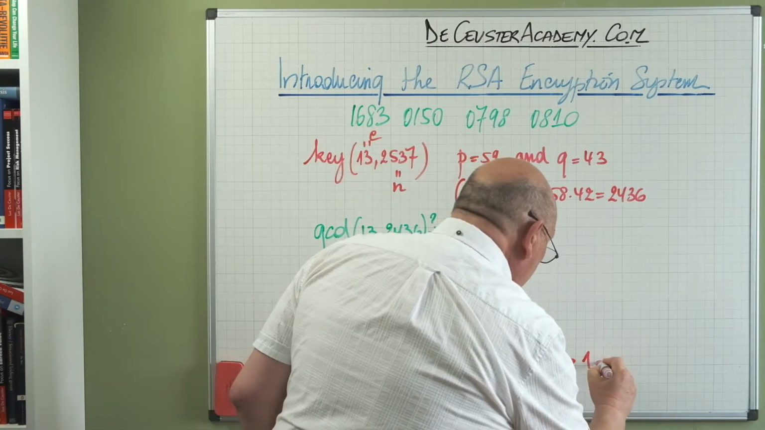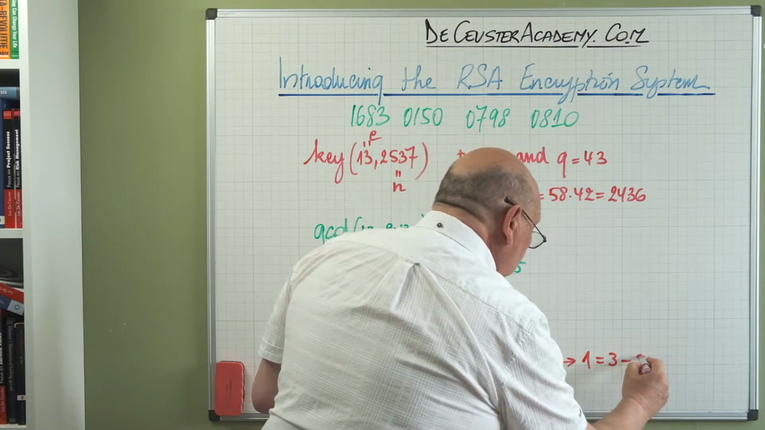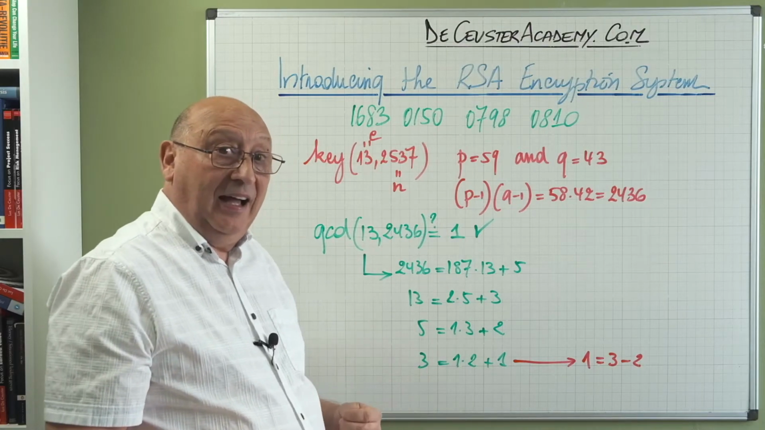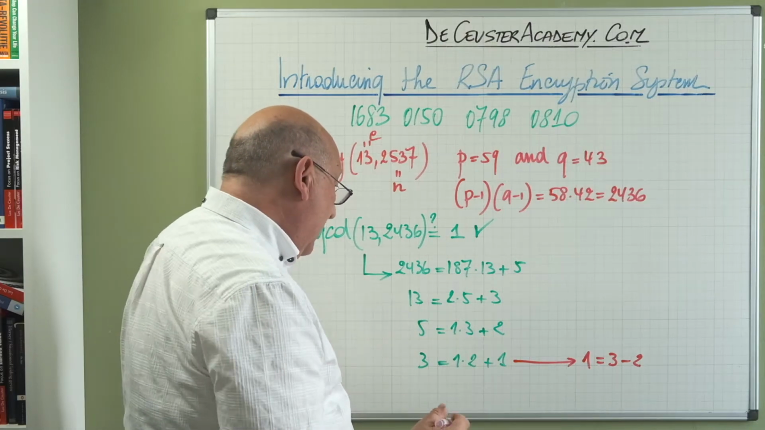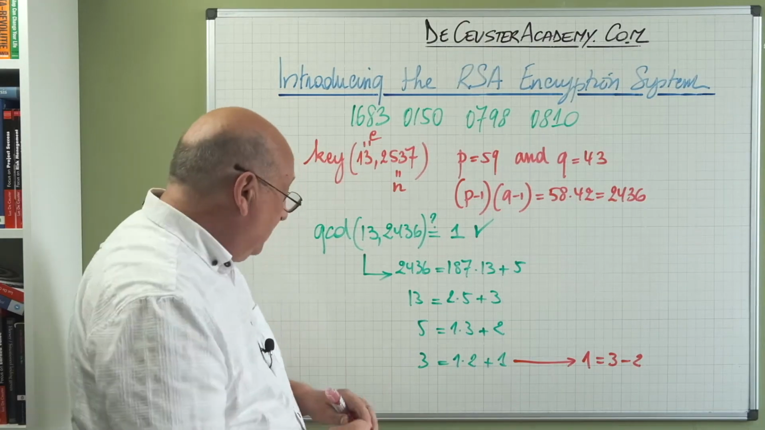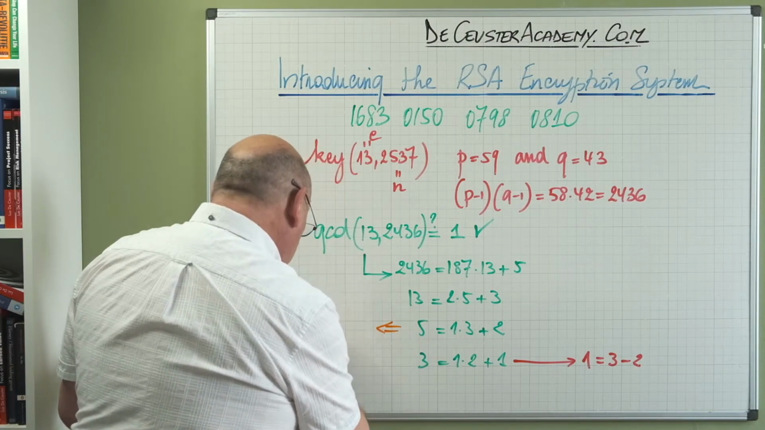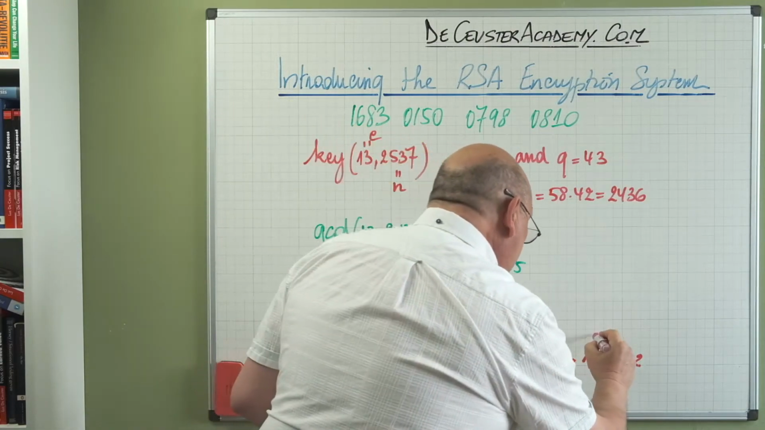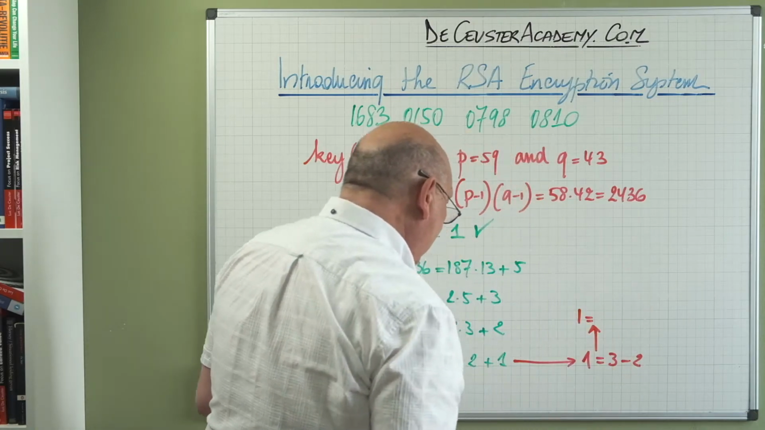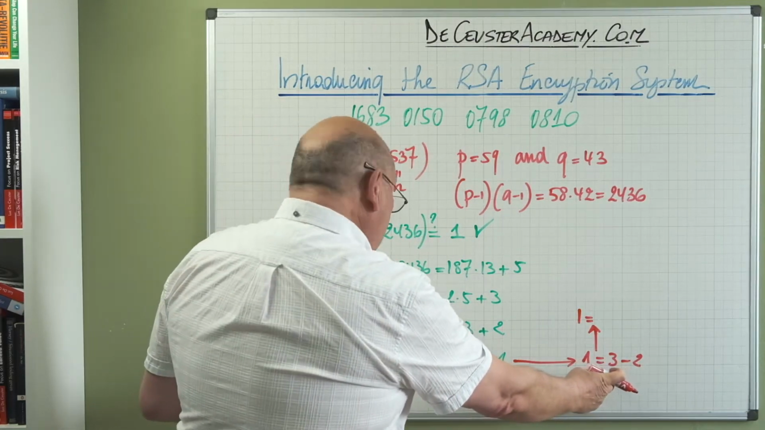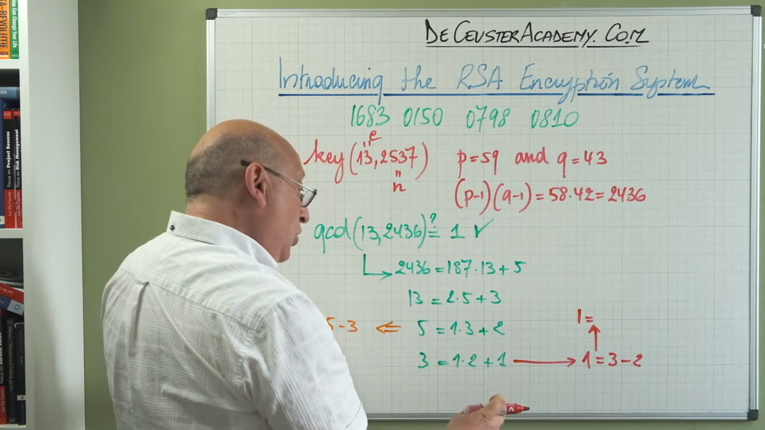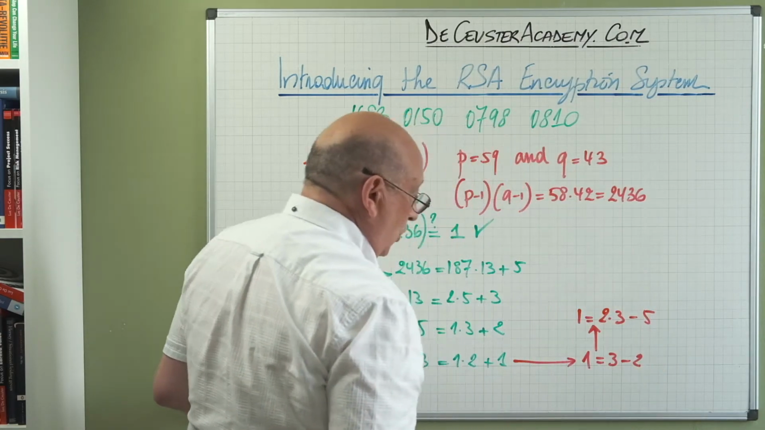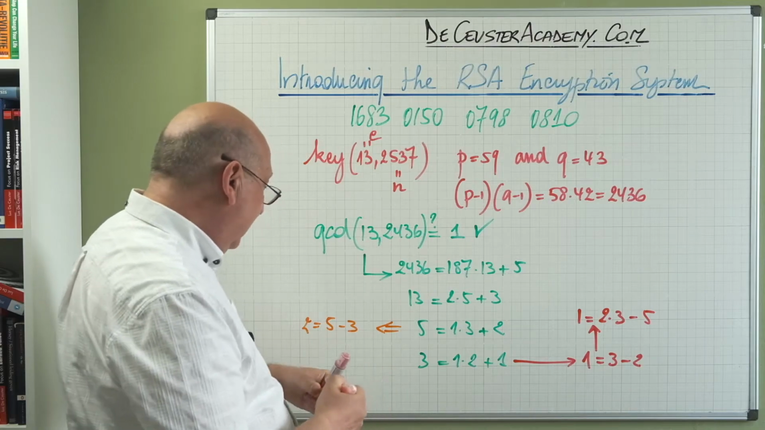So we have 1 is equal to 3 minus 2. That's the first step that we have. Now we put 2 in there, and we know that 2 is equal to 5 minus 3. So when we put it in here, we can say that 1 is equal to 3 minus (5 minus 3). So we have 2 times 3 minus 5, which is still correct. We can verify that easily.